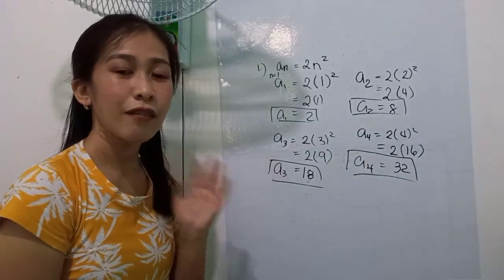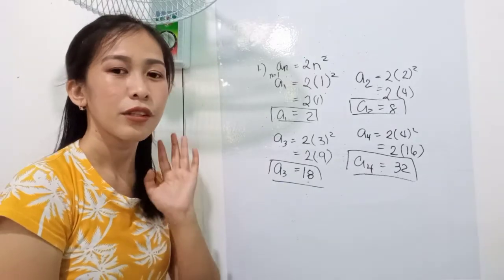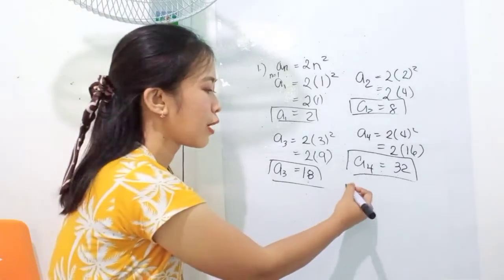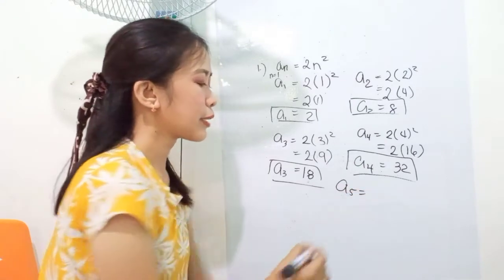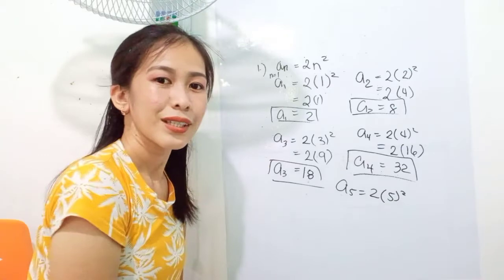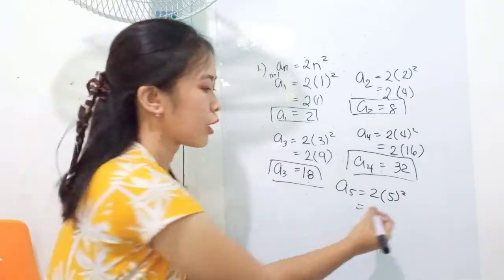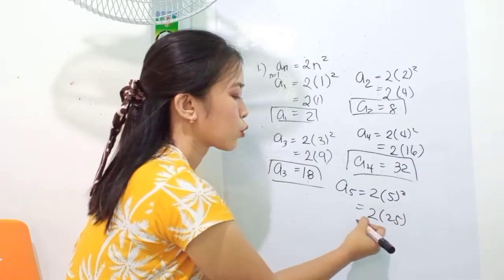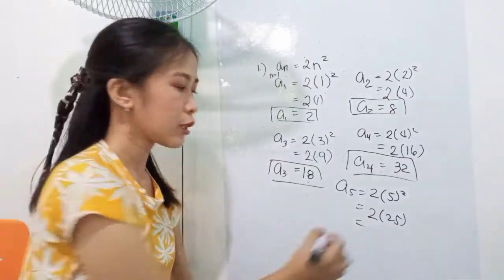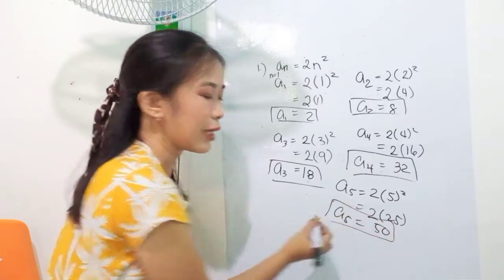Okay? And then for our last term, kasi ang hinahanap lang naman natin is the first 5 terms, we have A sub 5. And then A sub 5 is equal to 2 times 5 raised to 2. Tama? Therefore, we have 2 times 5 squared, 5 times 5 is equal to 25. 25 times 2 is equal to 50. Therefore, our A sub 5 is 50.